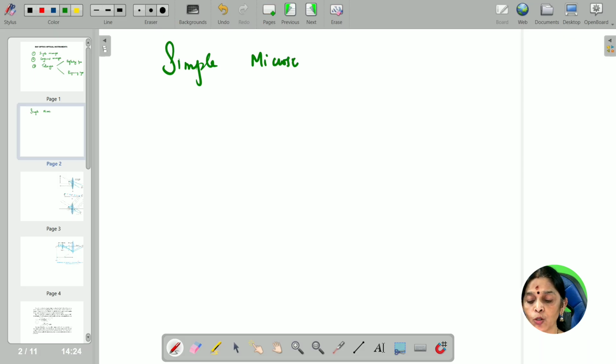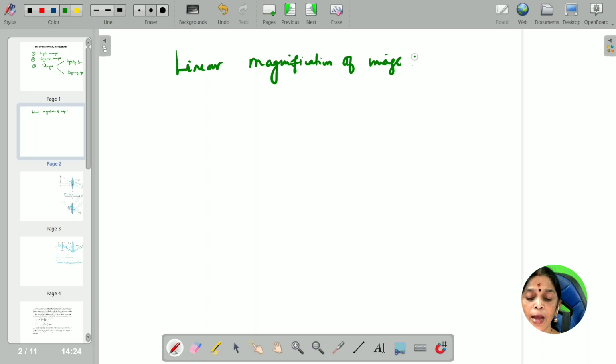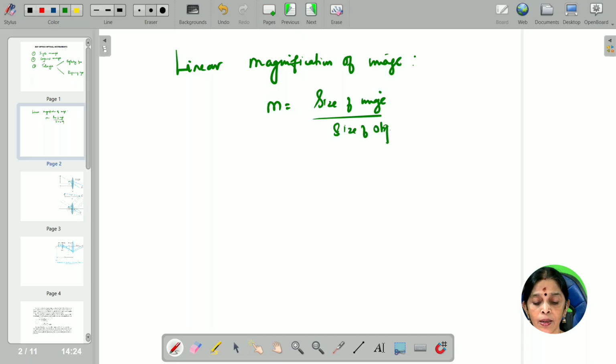Before learning simple microscope, I wanted you to know about the linear magnification and the angular magnification. First, linear magnification, that is only the size magnified. The linear magnification of image, M, is defined as the ratio of size of image by size of object. So that is nothing but H dash by H.